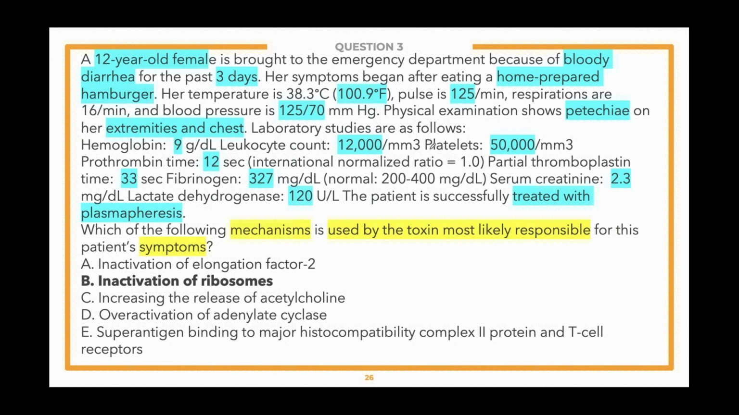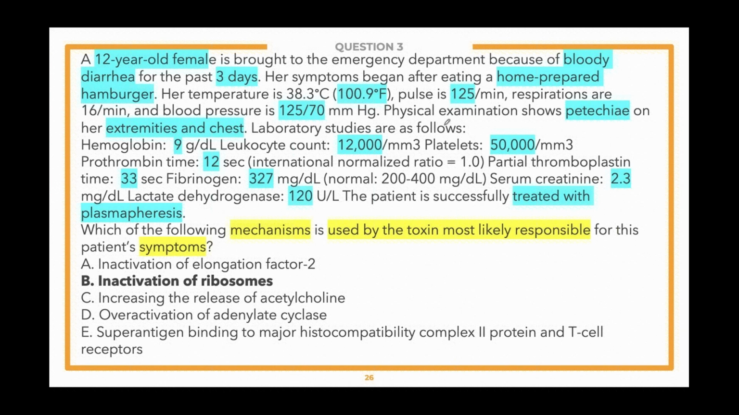Thank you, Sean. Yes, definitely a tough question. So what's going on here in this patient? Well, hopefully you guys picked up that this patient was having some sort of infection, maybe from eating a home-prepared hamburger, okay? Now, this patient has a few things you want to pick up on.